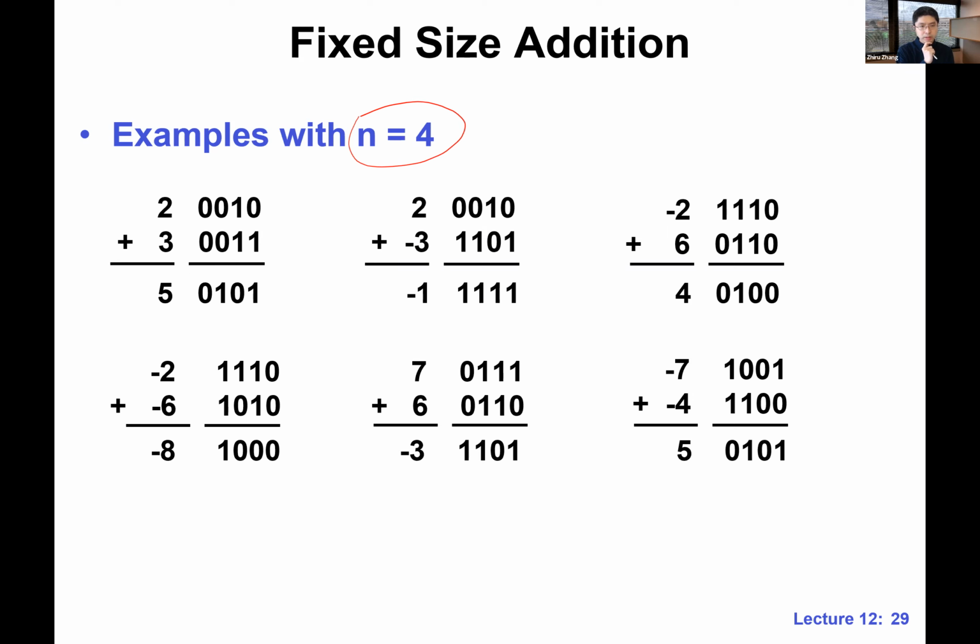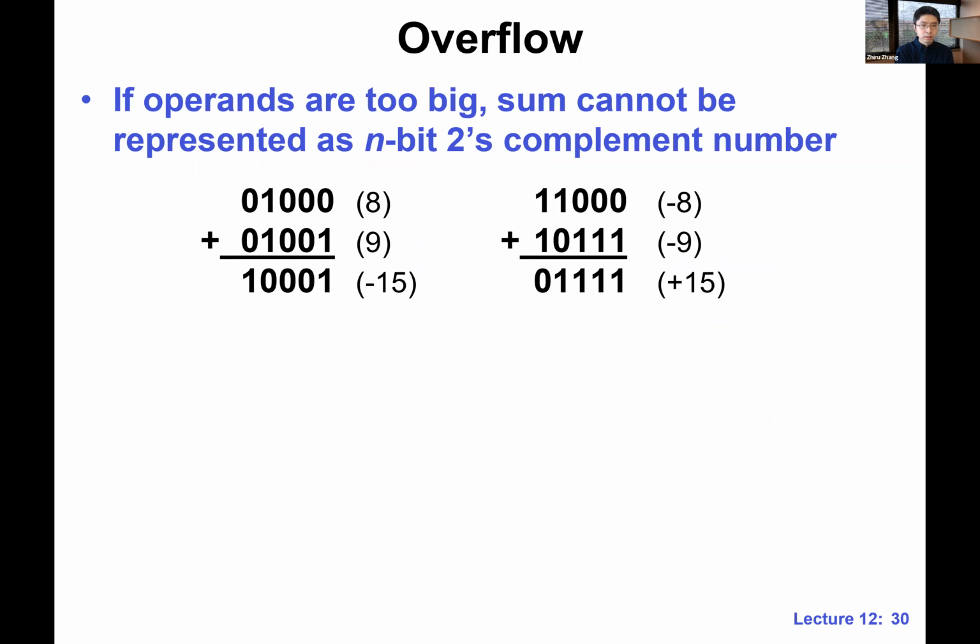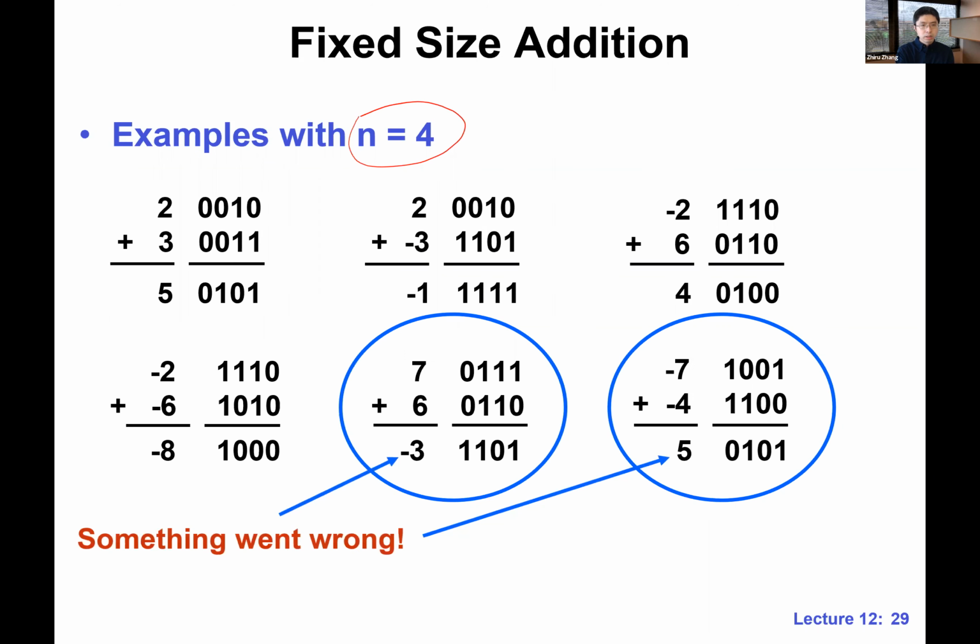These are wrong, obviously. 7 plus 6 should be 13. How come this is a -3? And -7 plus -4 should be -11. How come this is a 5? Something's wrong here. Why is that? Why is this wrong? Wraparound, overflow.